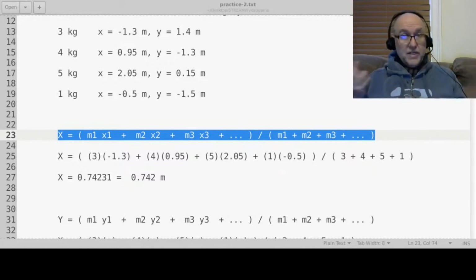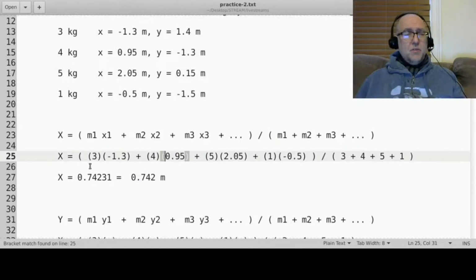The bigger the mass, the more it tends to draw the center of mass towards it. And you'll see that at the end, when I show you the diagram. So it's just a matter of substituting in.